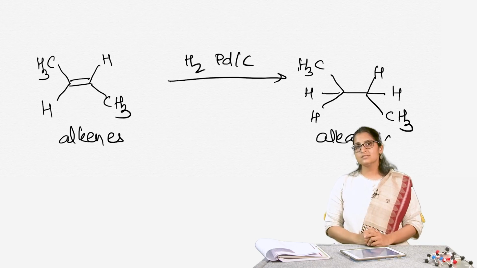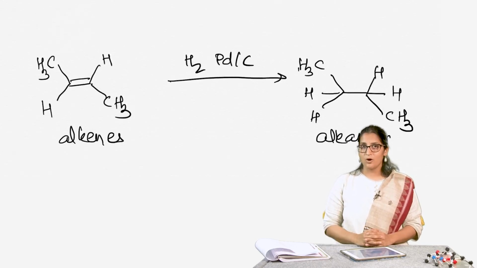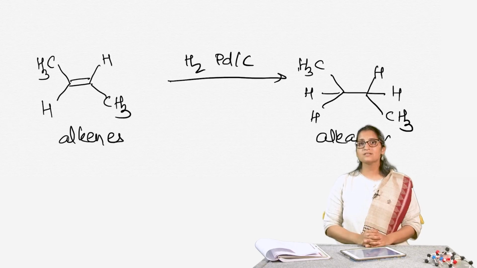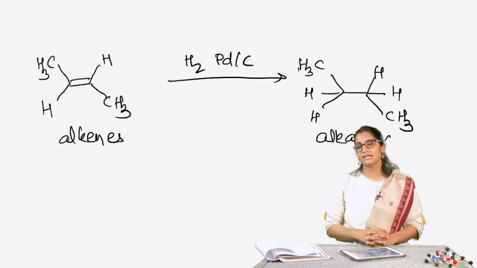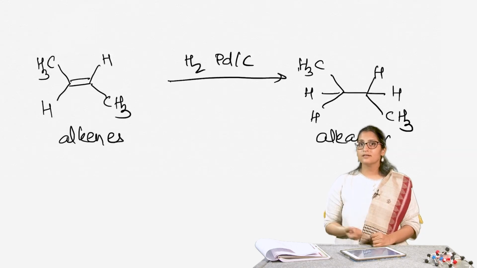We are going to discuss this more in detail in tutorial, but this is where I would like to stop for now, and in the next class we will discuss the last reaction of alkenes, that is the addition of HBr in presence of a peroxide, the anti-Markovnikov addition of HBr.